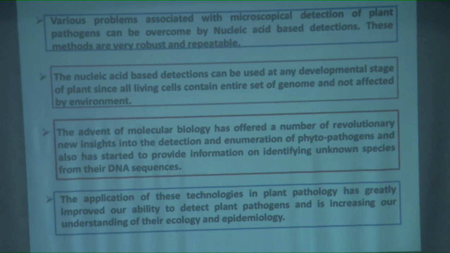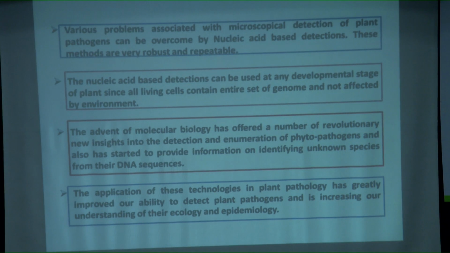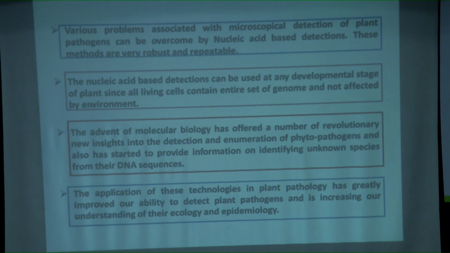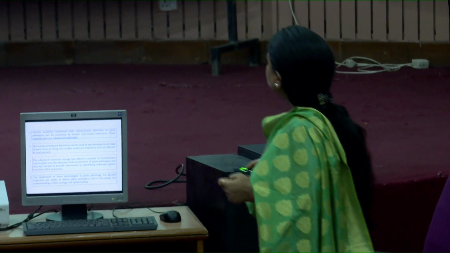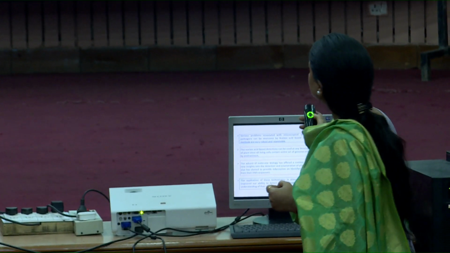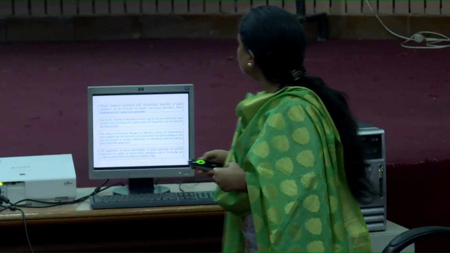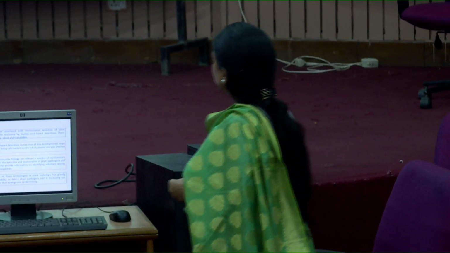Then further I told you the role of molecular markers came here. These are very robust and repeatable, and nucleic acid based detection can be used at any developmental stage. So, if it is seed, you can use it, seedling you can use it, and in the adult plant stage also you can use them, because the pathogen is there, we are identifying based on the DNA of the pathogen. Okay. Sometimes this molecular identification helps for the identification of unknown species also, and the application of these technologies in plant pathology can help for the study of epidemiology and host pathogen interaction studies also. Okay.